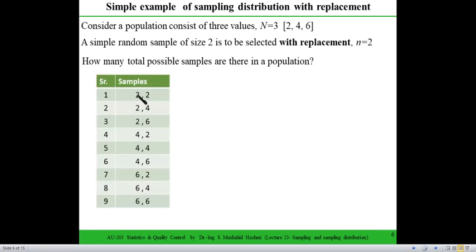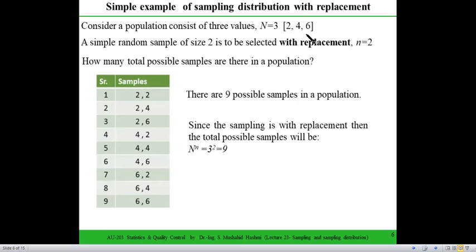So one of the possible samples could be that the first element 2 is picked, and once you replace it, the second element of your sample is also 2. So 2, 2 is one sample. If you pick first element 2 and second 4, it could be another sample. Or first element 2, second element 6, another sample. Or if the first element is 4 and the second element is 2, it could be another sample. So in this population with 3 elements, you are going to get 9 possible samples.